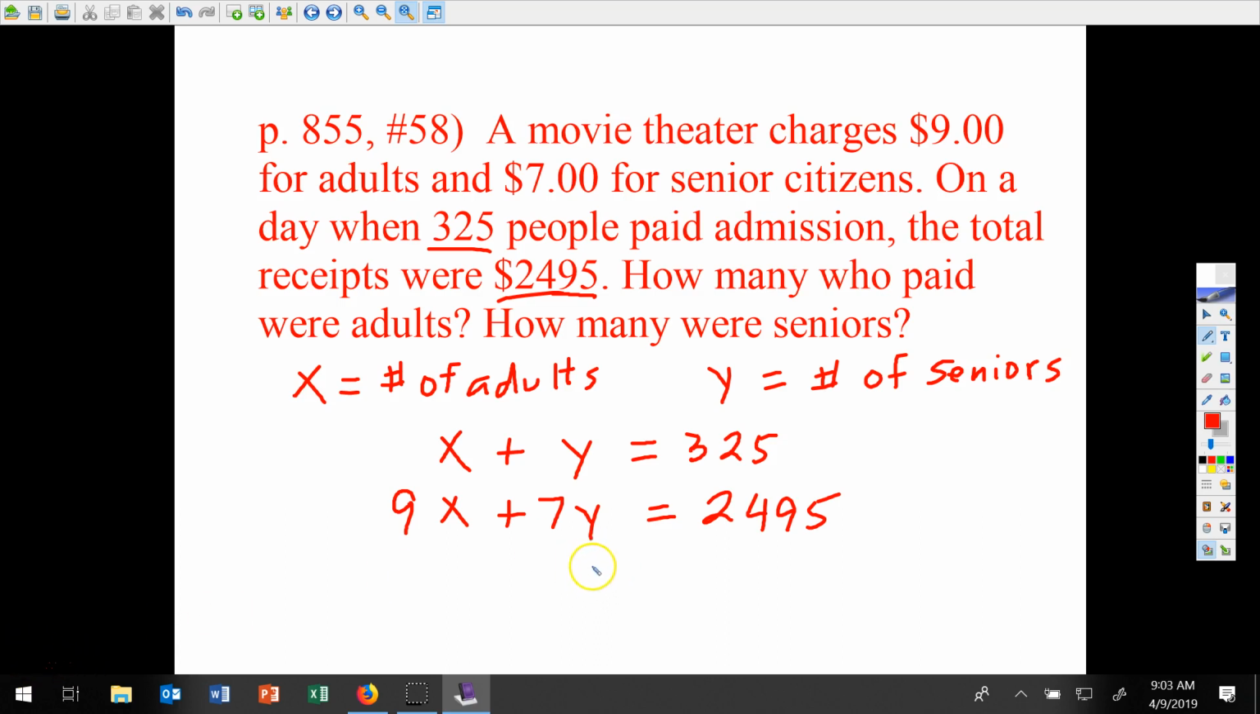Just out of curiosity, how many of you used elimination here? Okay, who did substitution? Okay. How many adults did you end up with? 110? Okay, so there were 110 paying adults. And what about the seniors? 215?